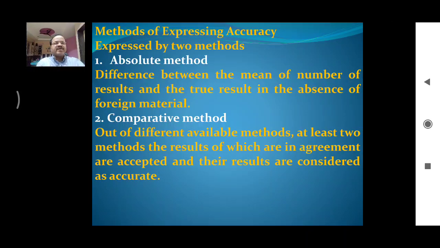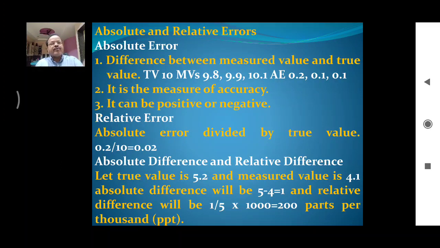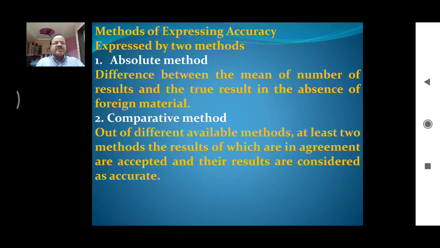Now let us see the methods of expressing accuracy. Accuracy can be expressed by 2 methods. The first one is the absolute method and the second one is the comparative method. So what is the absolute method? The difference between the mean of a number of results and the true result in the absence of foreign material.